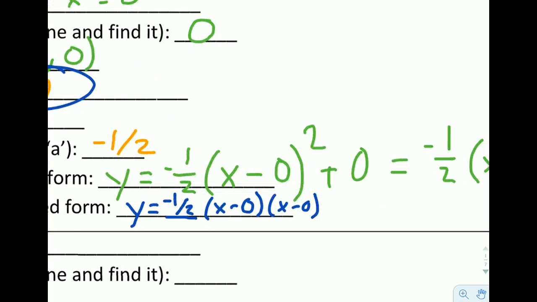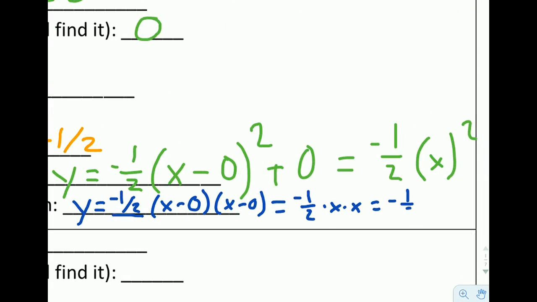Could we clean this up? Absolutely. x minus 0 is just x. x minus 0 is just x. So then we have negative 1/2 times x times x. And we could even clean that up and write it as negative 1/2 x squared.